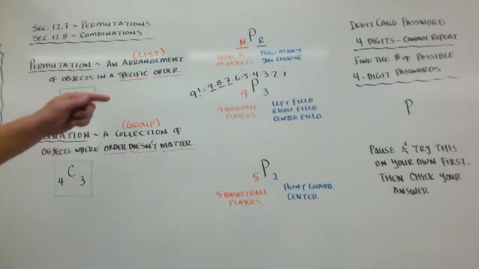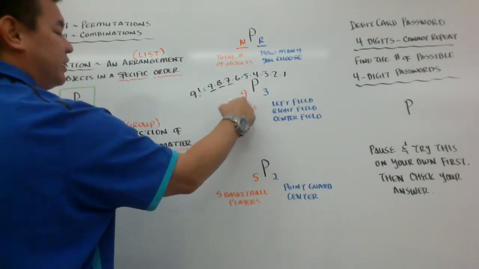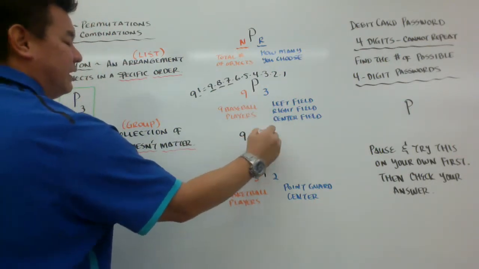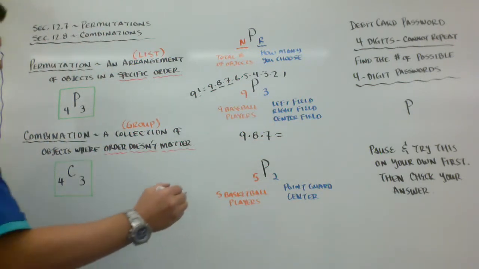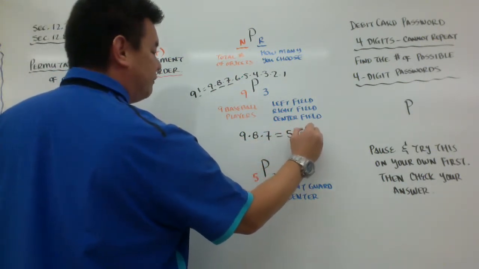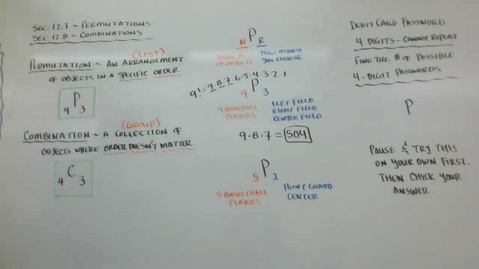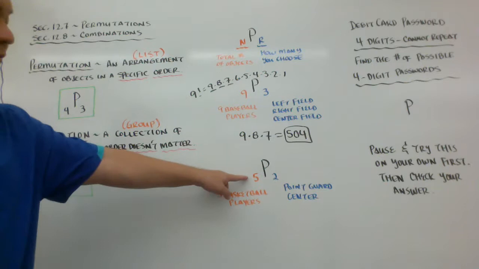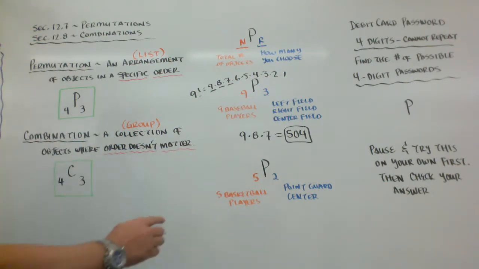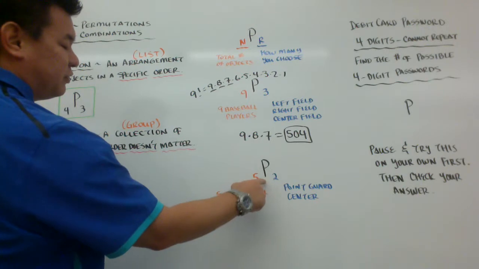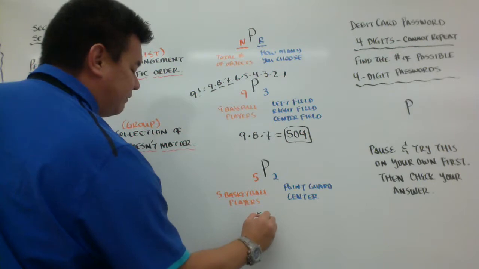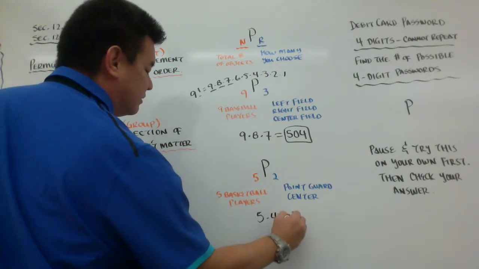So if you ever see a permutation with 9 here and a 3 here, you just start at 9 factorial and you go 9 times 8 times 7 because you only need 3 of them. And that equals 504. So what this is saying is there's 504 permutations or different arrangements that I can choose to fulfill these 3 positions. Okay, for basketball, if I had 5 basketball players and I need a point guard and a center, I would put a permutation with 5 and a 2 here. So again, it's 5 factorial, but I only need 2 of them. So it's just 5 times 4, which is equal to 20.